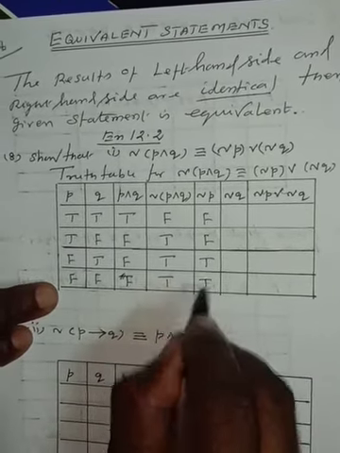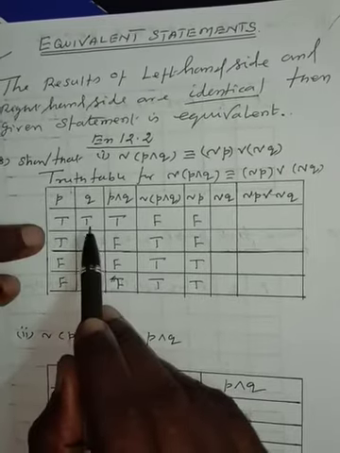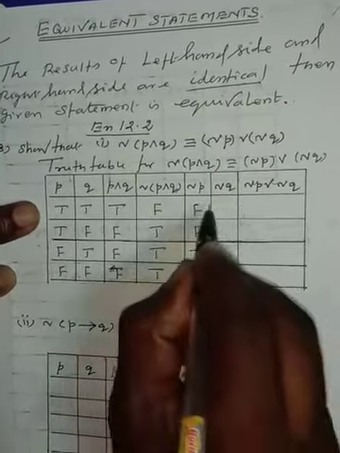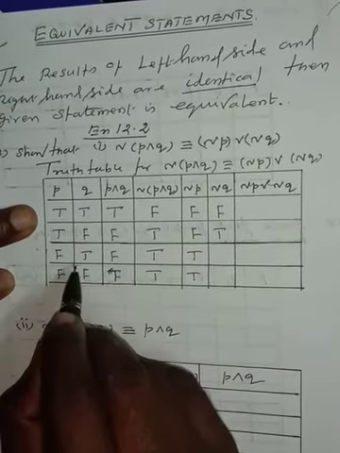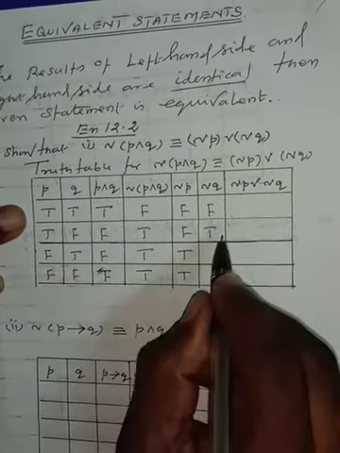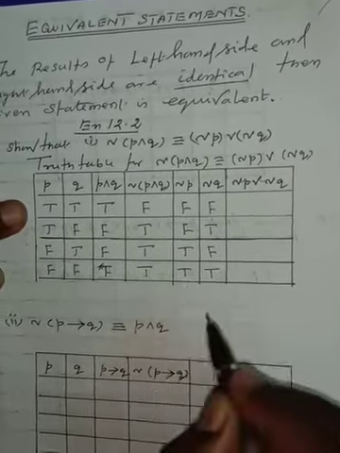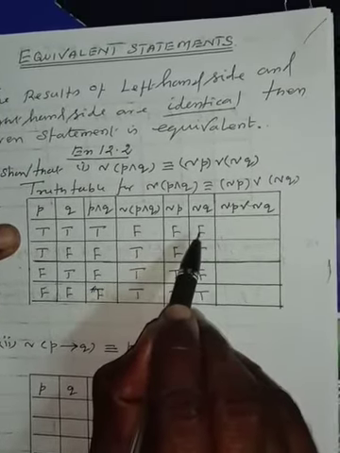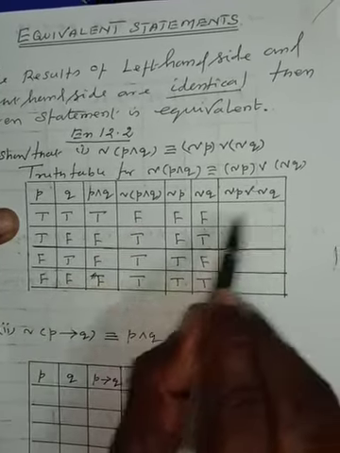Next, negation of Q. Take the second column. True means false, false means true. So false, next true, next false, next true. Next, negation of P, and the or symbol is used: negation of P or negation of Q.